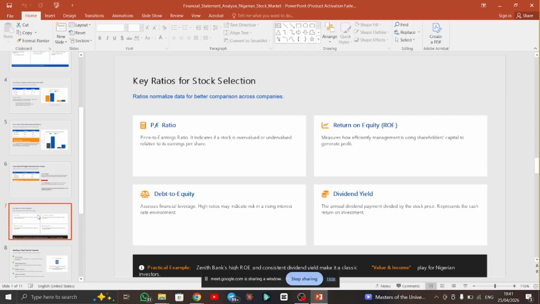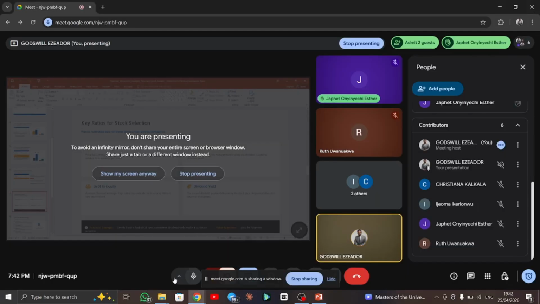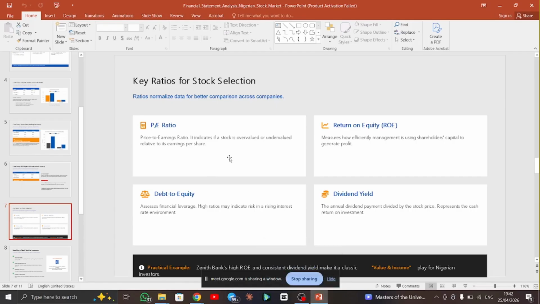Then we also look at the debt to equity ratio. It assesses the financial leverage. A high ratio may indicate risk in a rising interest rate environment. So now, this debt to equity ratio has to do with the amount of debt a company owes relative to the equity, the amount of money they use in doing business. So you also need to check them, and there are formulas for this too.